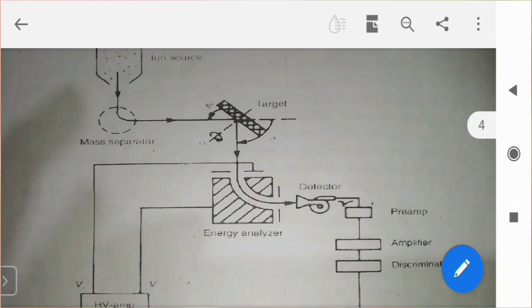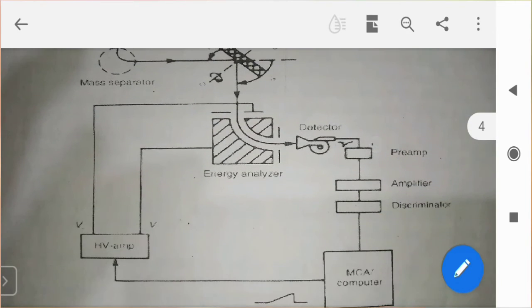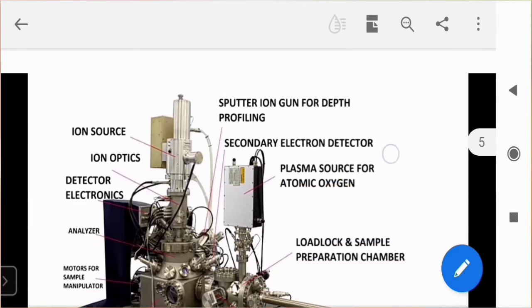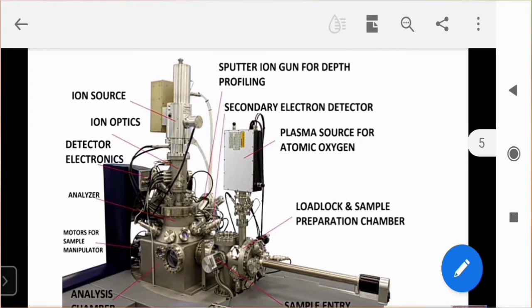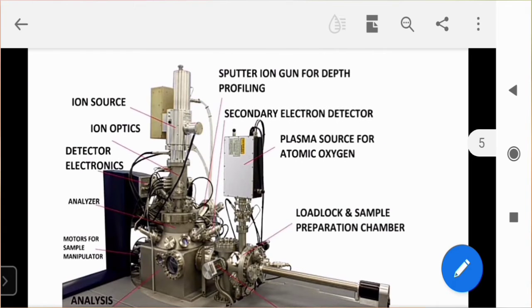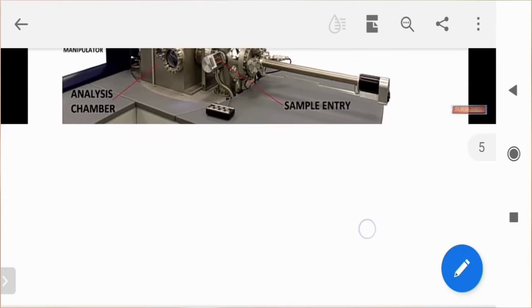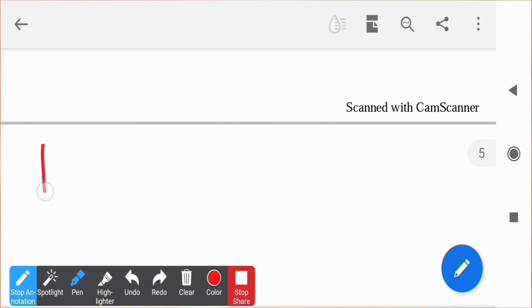So the same types of components are there in this diagram. You need to show only this in the exam. The real life instrument is this, the real life instrument for the low energy ion scattering technique, where the components are incorporated likewise. So we will see the instrument one by one. The first component is our ion source.